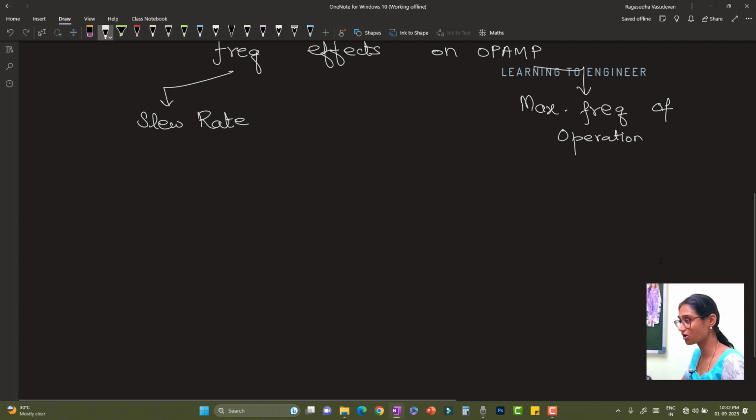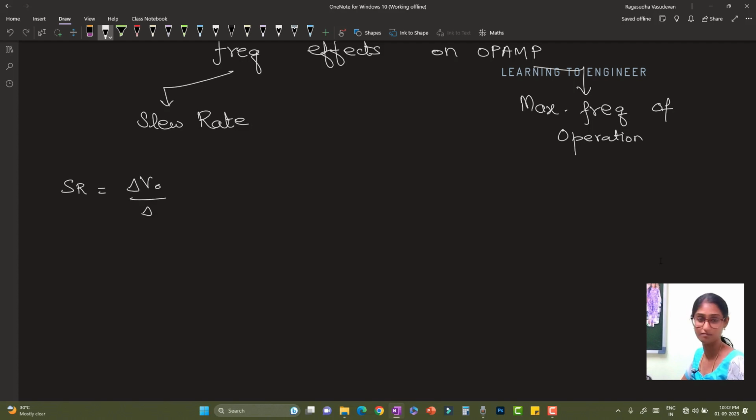The slew rate, or SR in short, is defined as the rate of change of output voltage with time. How quickly the operational amplifier changes its output is called the slew rate, and it is vastly affected by the input signal's frequency. Next thing is the maximum frequency of operation.